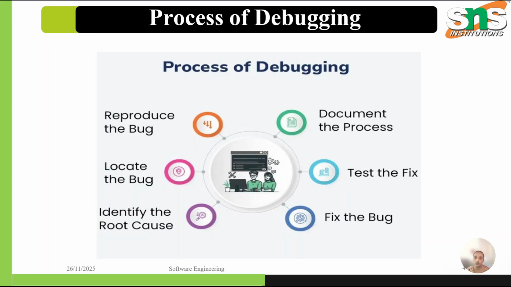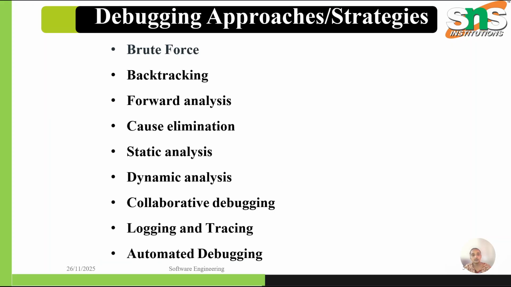What is the main process of debugging? The first one is to reproduce the bug. The second is to document the process, then test the fix, then fix the bug. After that, identify the root cause. Before reproducing the bug, we locate the particular bug.